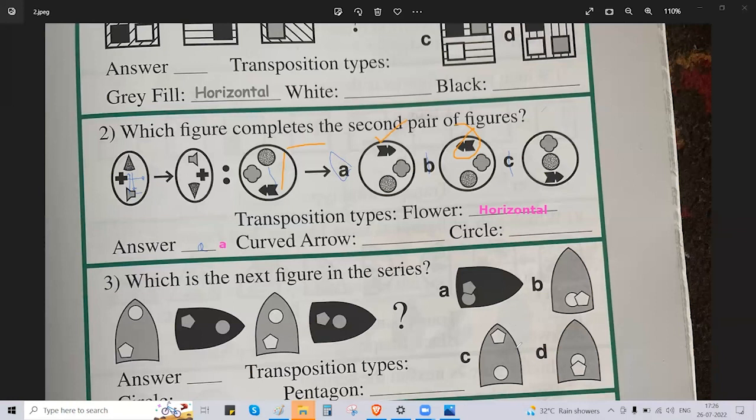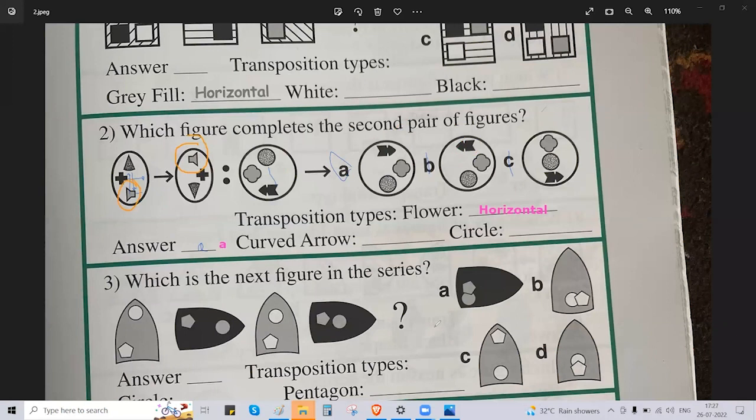It's A though, because it says which figure completes the second pair of figures, and there's kind of an example here that you can see there, which goes, when the speaker goes up, it also turns to the left. Okay, let me give you a hint. Take a look at this shape and this shape. How do you think they are connected to each other? Or what change do you see in these two shapes?